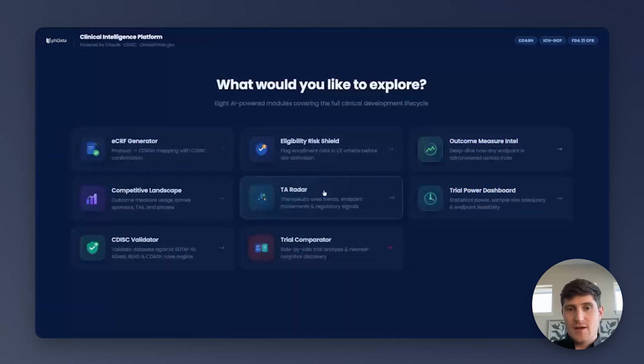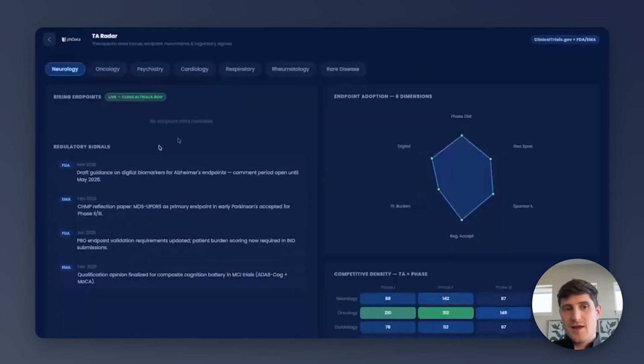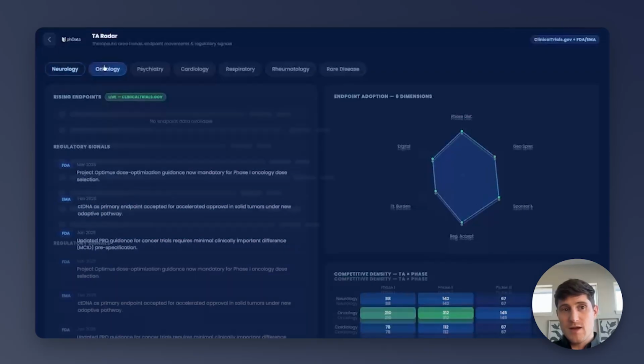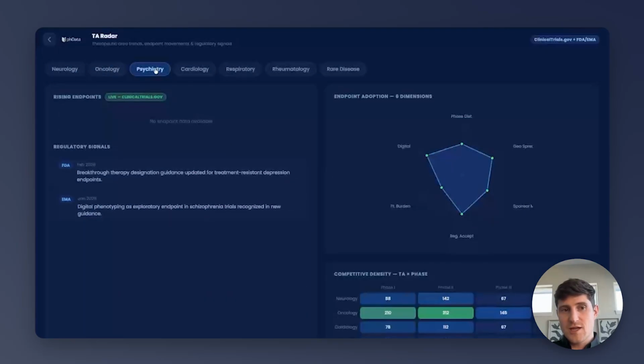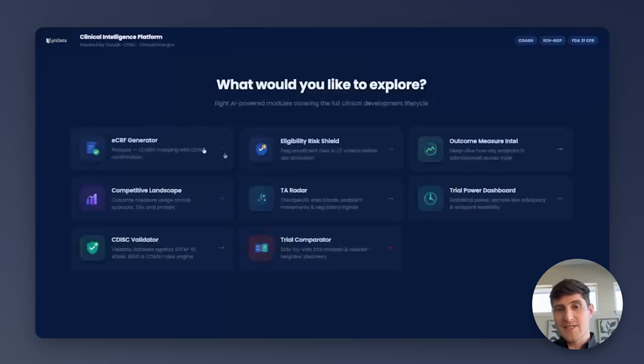We also have a therapeutic area radar, and each of these is an RSS feed from FDA, EMA, kind of bringing it all together across all the areas or TAs that they're interested in. So you can quickly identify what's going on in that space in general when you're starting to write a trial. And that way you're not missing out on the newest stuff.